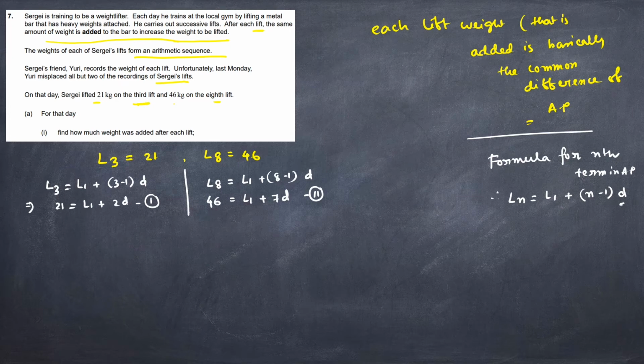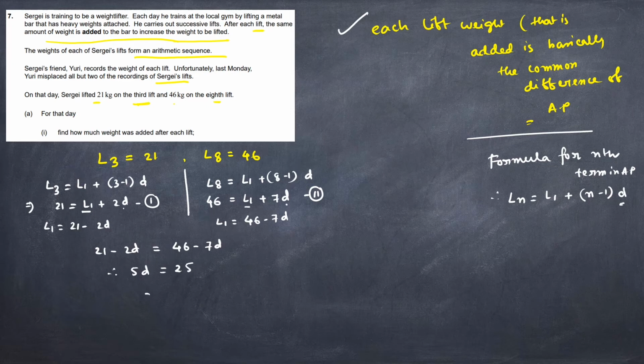Now for the first question we need to find how much weight was added after each lift. As you can see in this note, the weight that we add each lift is basically the common difference. So we need to find the value of d. From here, L1 equals 21 minus 2d, and L1 equals 46 minus 7d. Comparing these two, 21 minus 2d equals 46 minus 7d. So 5d equals 25, so d equals 5. So the common difference is 5.